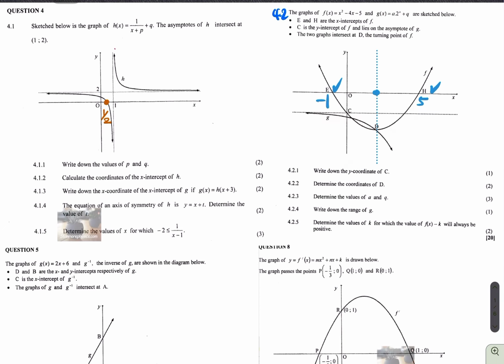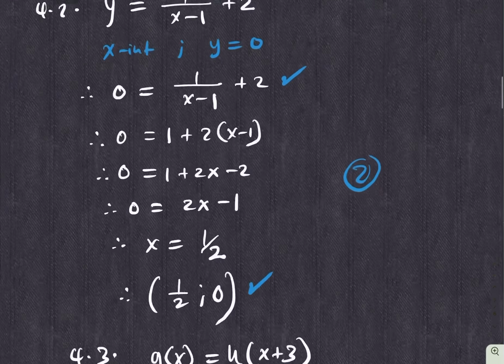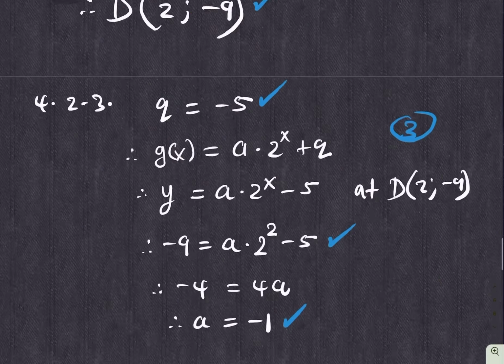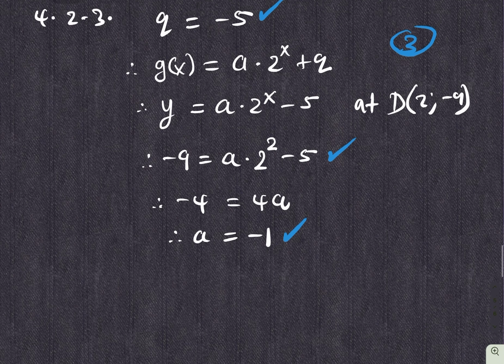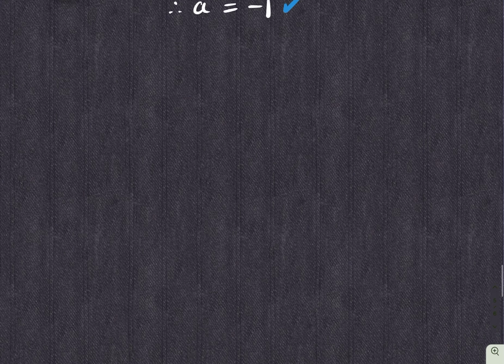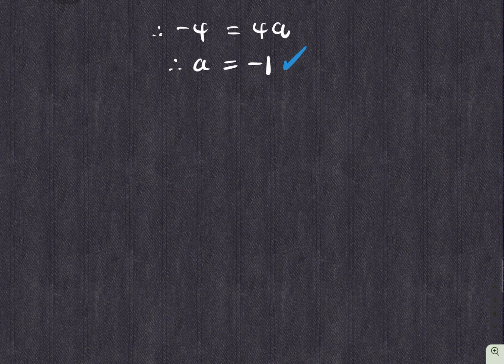So what I will then do is say the range of this is going to be y is less than that line. We cannot include it because it's not defined at that point. All right, so 4.2.4, that is your range there. y must be less than the value of q, which is -5. And then you get 1 mark for that. Then let's check the next question.